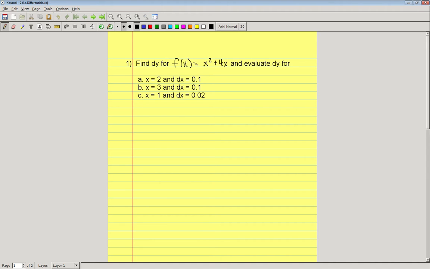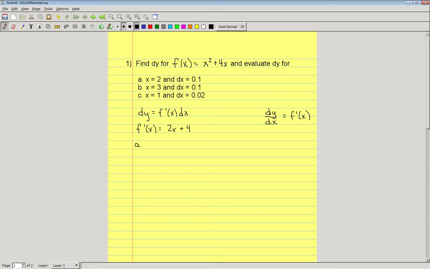We want to find the differential dy for f of x equals x squared plus 4x and evaluate dy under the following conditions. So first off, let's write our formula for dy: dy equals f prime of x dx, which, by the way, is a different version of this expression. And we would like to perform the following calculations. So let's first determine the derivative of our function f. The derivative of x squared is 2x, and the derivative of 4x is 4, so the derivative of our function is 2x plus 4. Now we can start calculating dy.